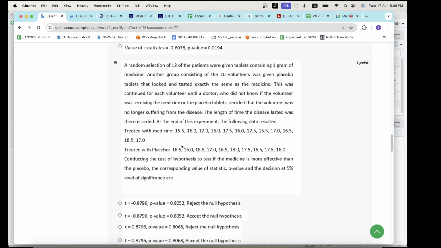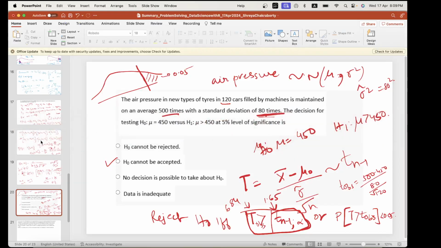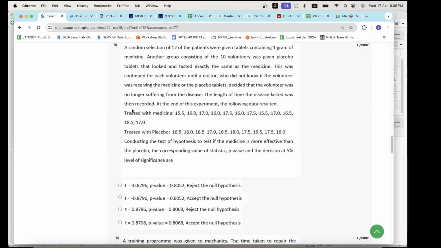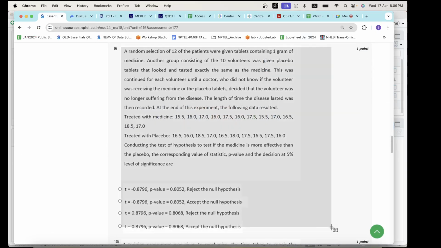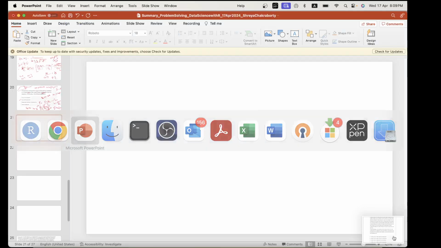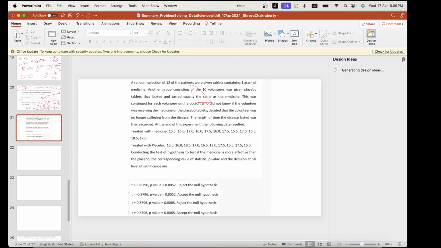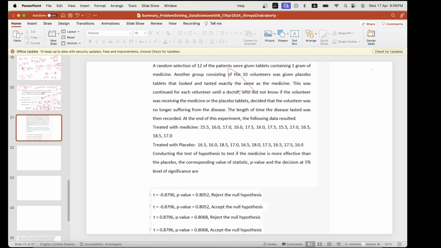Okay, fine. So here I'll solve question 9 also. So let's say this is your question. Twelve patients were given 1 gram of medicine. Another group was given placebo. This was continued for each volunteer until a doctor who did not know the treatment recorded the length of time.